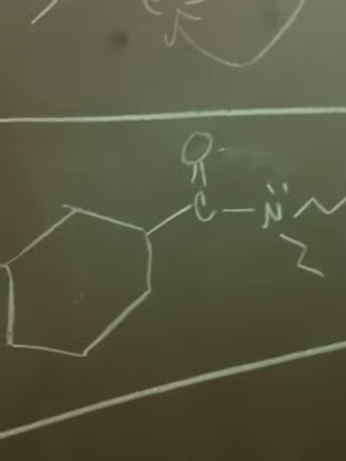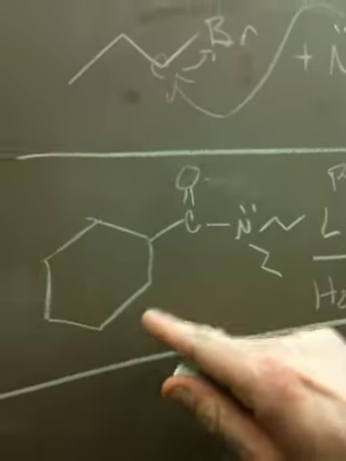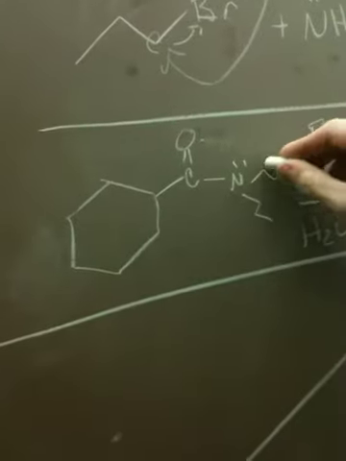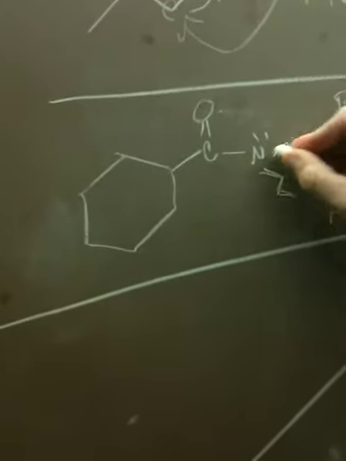So now, let's see, what do we do now? Okay, so we got this R group here, C double bond to O, N with two R groups on it. Right, this is an R group. I know it's funny looking, but anyway.